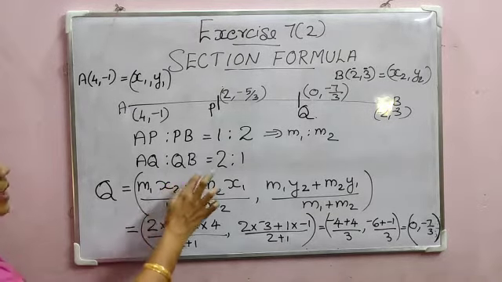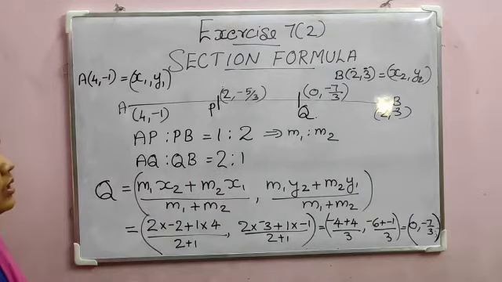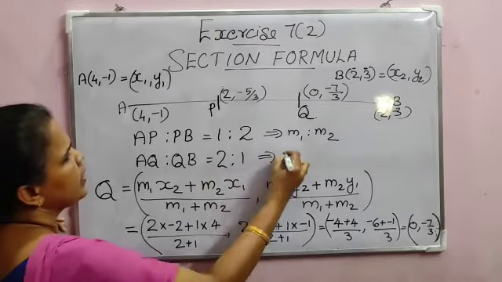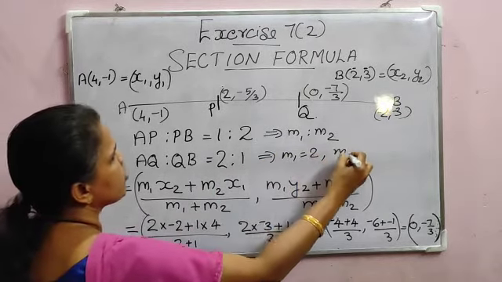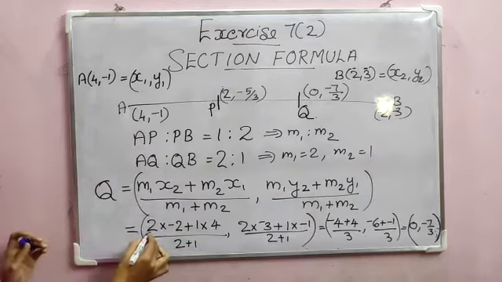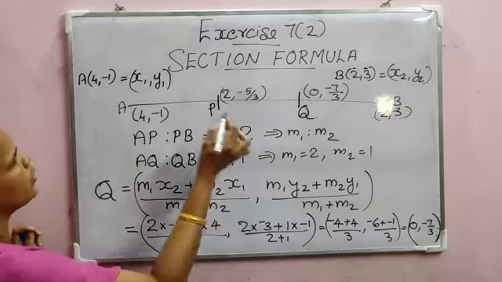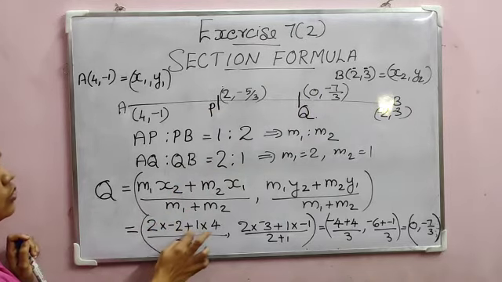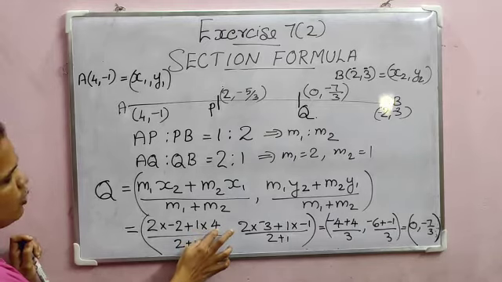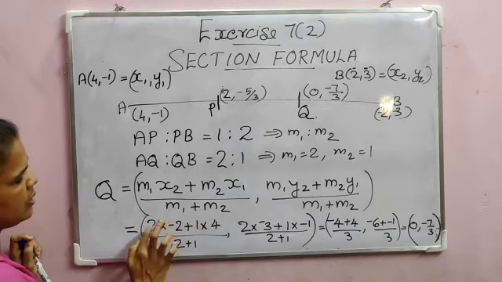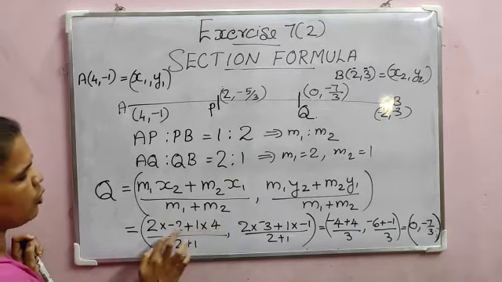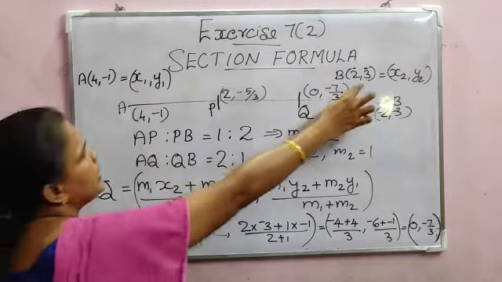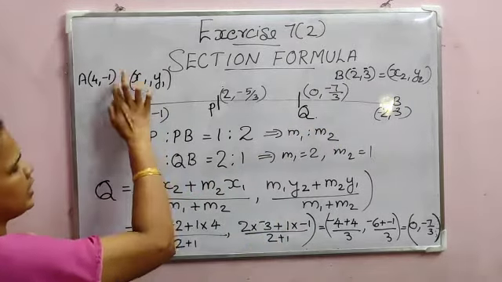Then we can substitute the values. Here what is the m1? Here in the second case we can use m1 is equal to 2 and m2 is equal to 1. So 2 into negative 2 plus 1 into 4 by 2 plus 1, and also 2 into negative 3 plus 1 into negative 1 by 2 plus 1.